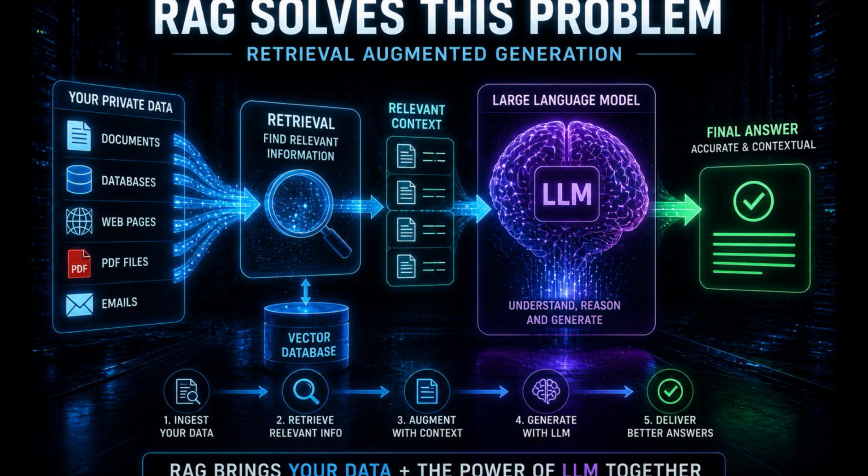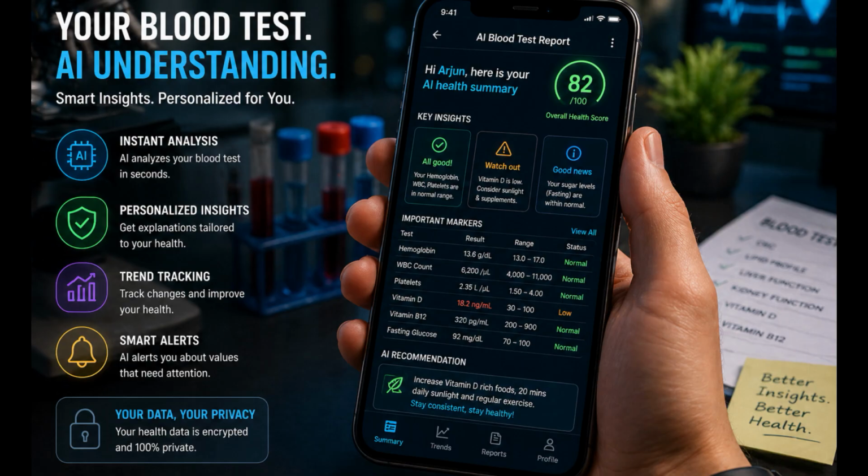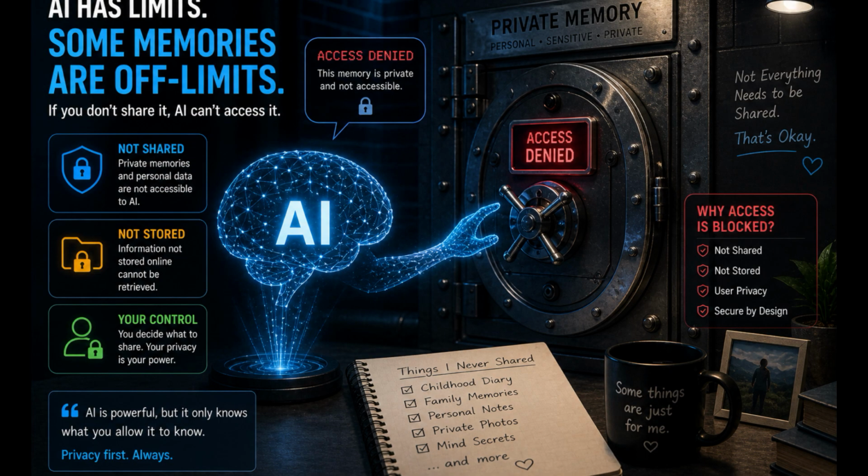The model sounds confident, but the information may not be accurate. So the question becomes, how can we make a language model answer using external trusted knowledge instead of only depending on training memory? And this is exactly where retrieval augmented generation comes into the picture. Retrieval simply means searching and fetching relevant information from an external knowledge source. This external source can be PDFs, documents, websites, databases, research papers, Excel files, company records, customer chats, or any custom data. Generation means using the large language model to generate a final natural language answer.